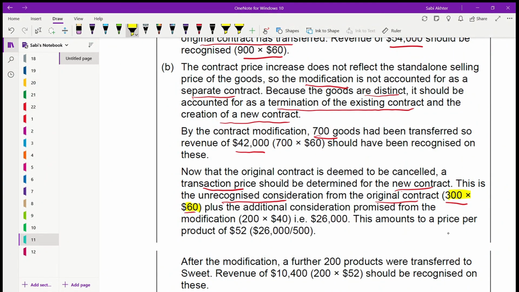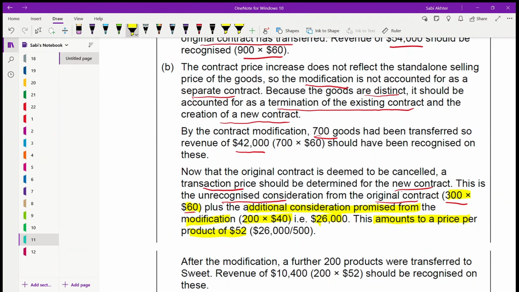Plus the additional, so with this you have to add the additional consideration promised from the modification. What is it? 200 into 40. According to B, they have told it's 40 and 200, because 200 additional. So 26,000. This amounts to a price per product of, if you go by the price, 52. Because 26,000 divided by 500.